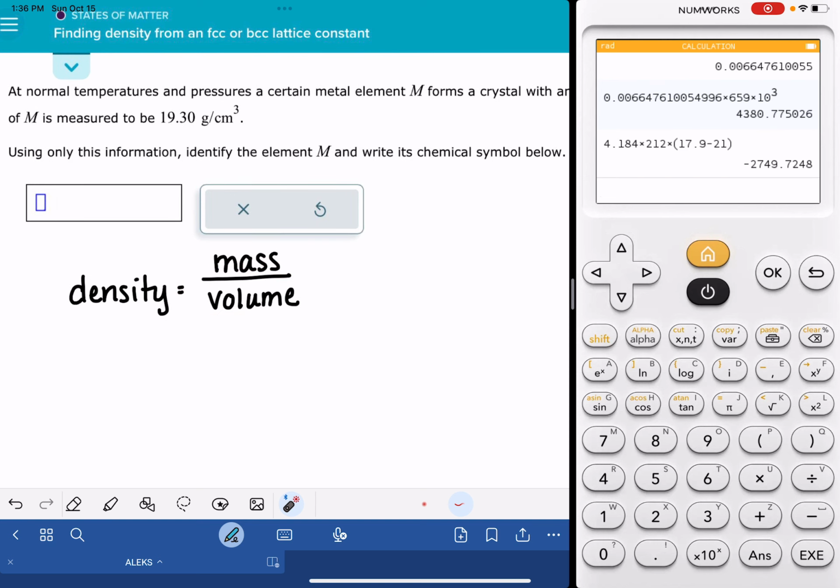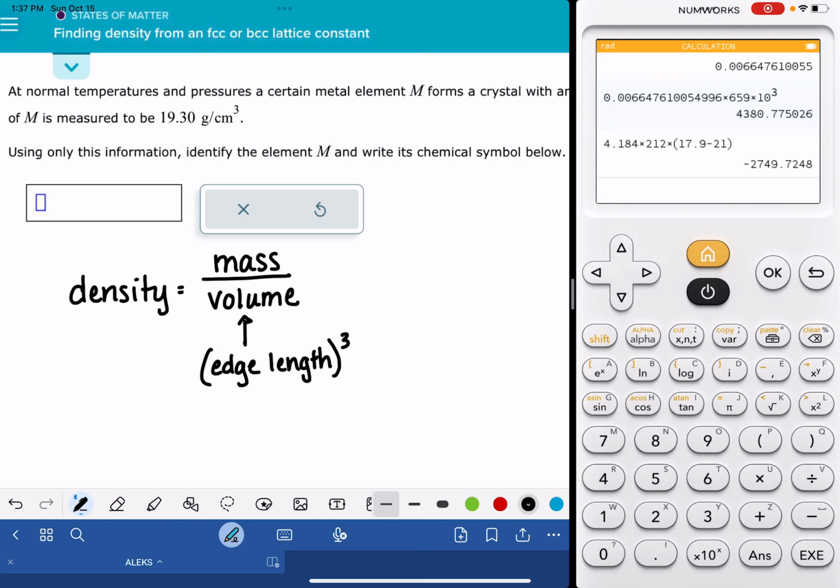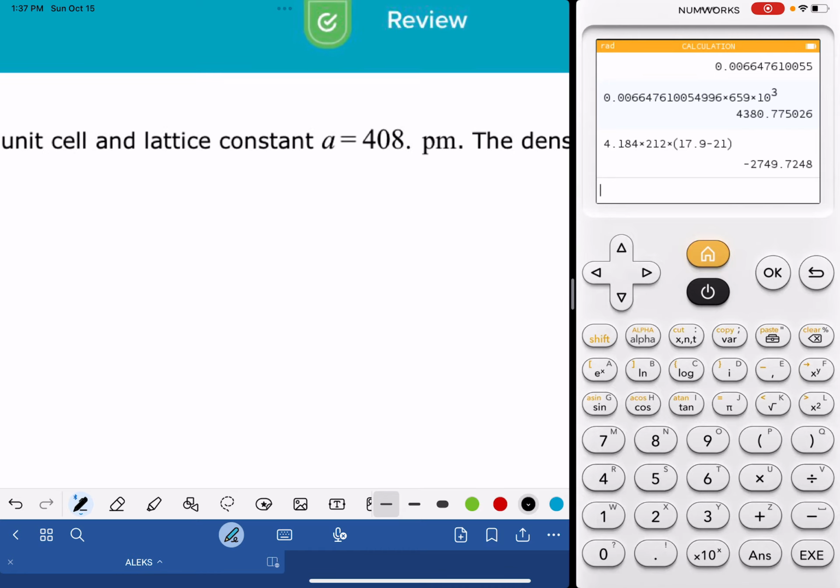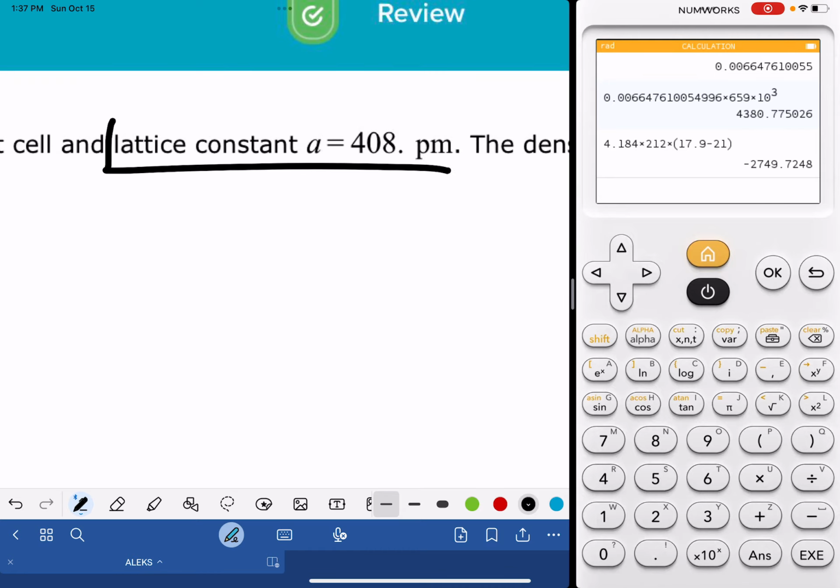ALEKS is making this problem a little bit trickier because it's not going to give us the volume directly. It's also not going to give you the mass directly. These are numbers that we're going to have to come up with. The volume, since this is a cubic unit cell, it's a cube, and the volume is going to be the edge length of the cube cubed. So I'm just going to write that out. And the edge length is our lattice constant. So this number right here.